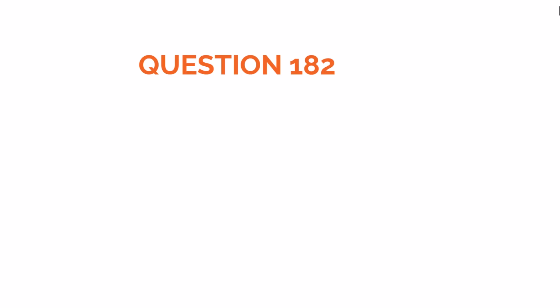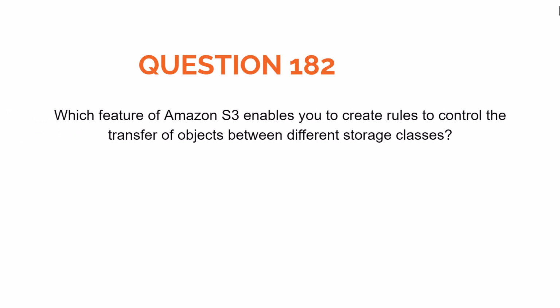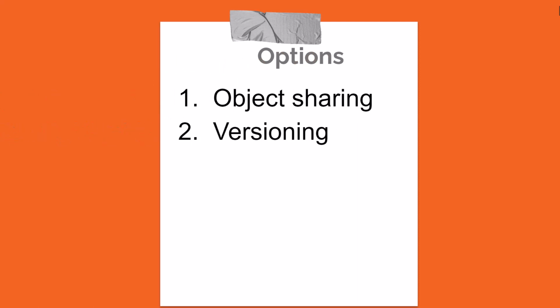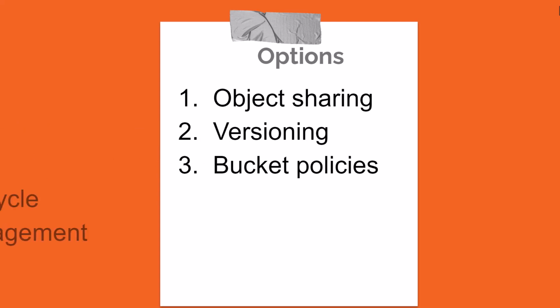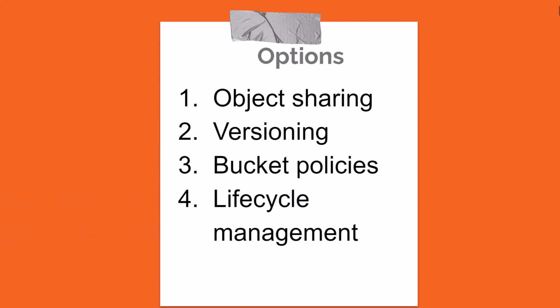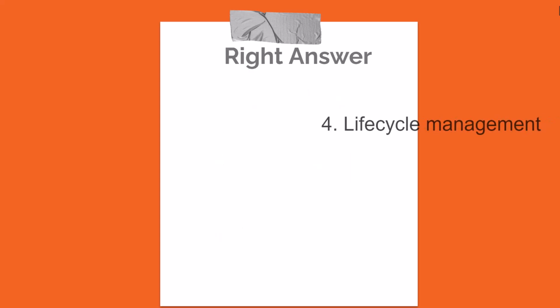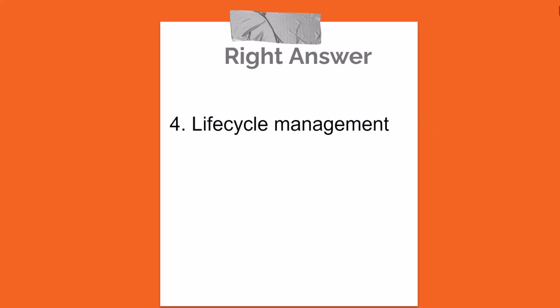Next question. Which feature of Amazon S3 enables you to create rules to control the transfer of objects between different storage classes? Now the options are: Option 1. Object sharing. Option 2. Versioning. Option 3. Bucket policies. Option 4. Lifecycle management. And the correct answer is Option 4. Lifecycle management.